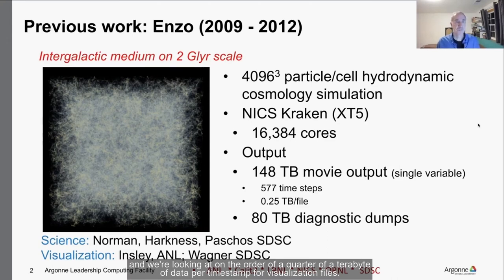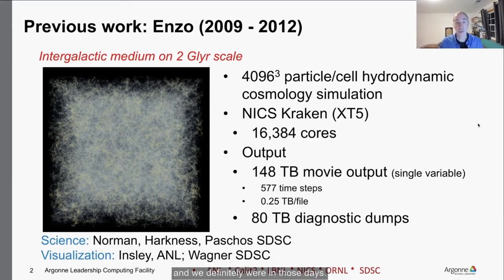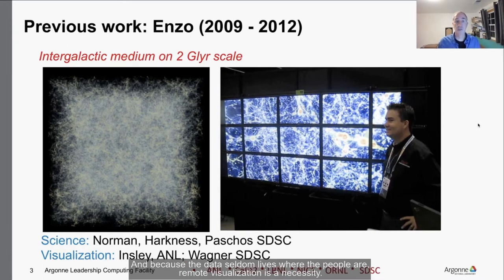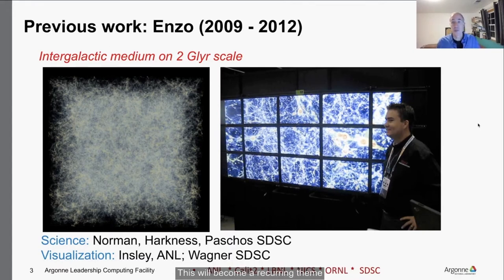For visualization, of course, if you want to have smooth animations, you need to make sure that you're dumping enough time steps, especially if you're going to be doing rendering post hoc, and we definitely were in those days. So we used volume rendering to show the density of dark matter. And because the data lives where the people are not, remote visualization is a necessity. Here we enabled rendering and streaming visualizations over the wide area, in this case for Supercomputing 09 in Portland.